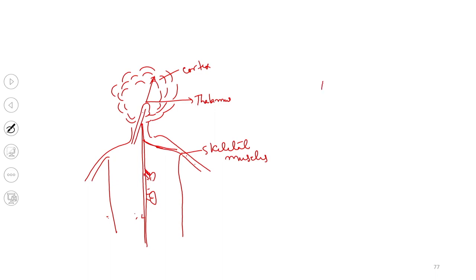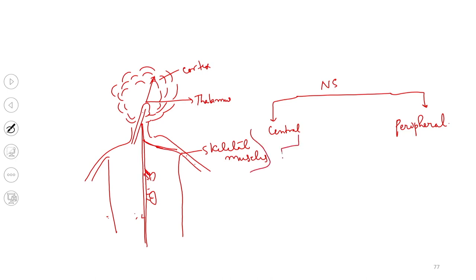Just to give you an idea of some aspects of the nervous system: the human nervous system is categorized into different parts. Broadly, one is the central nervous system, and another is the peripheral nervous system. The central nervous system includes the brain and spinal cord. These are the central parts, and the brain and spinal cord together are the central nervous system. All the other nerves in the body are called the peripheral nervous system.